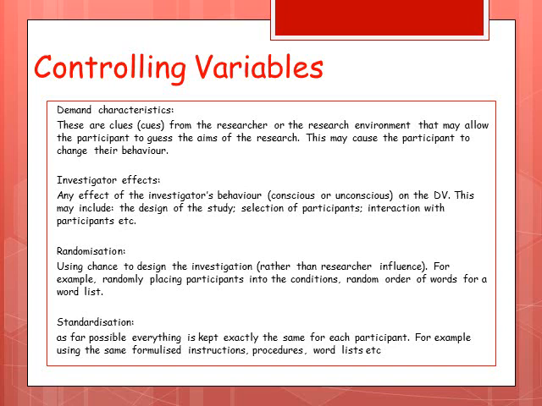We need to use randomisation. So if we are having different conditions, we need to randomly allocate the participants to those conditions. So if we had an independent groups design, randomly allocating, say, one half of them to condition A and one half of them to condition B. Also, if we were looking at a word list, we need to randomly put them in order.